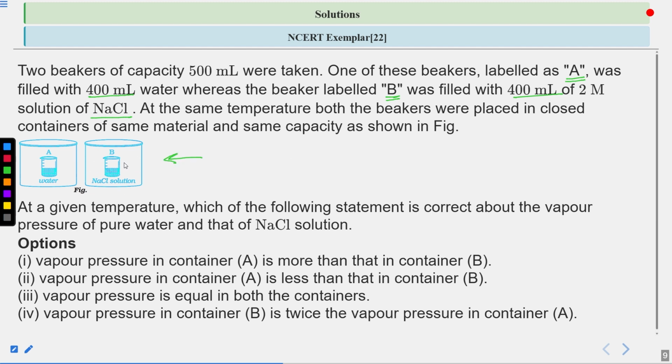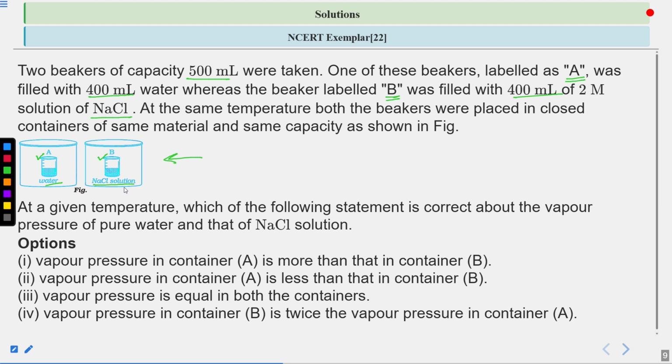So we have two beakers, A and B. The big one is the container, which is of the same material and capacity as the beaker. One beaker contained the water. The capacity of the beakers is given as 500 ml. The beaker labeled A has 400 milliliter water in it, and the beaker B is filled with 400 ml of 2 molar concentration of sodium chloride solution.